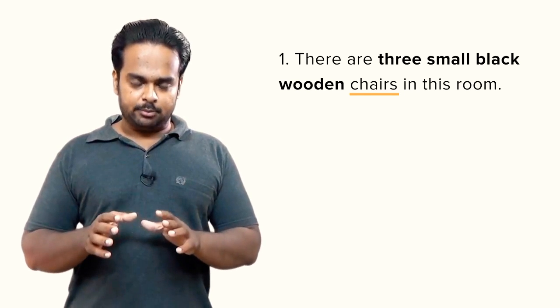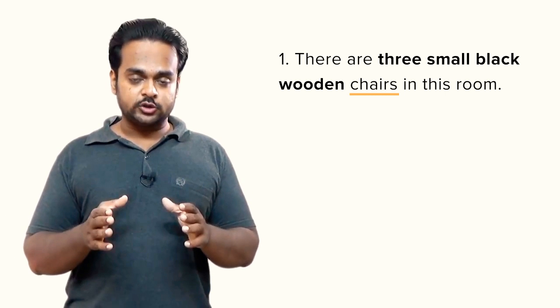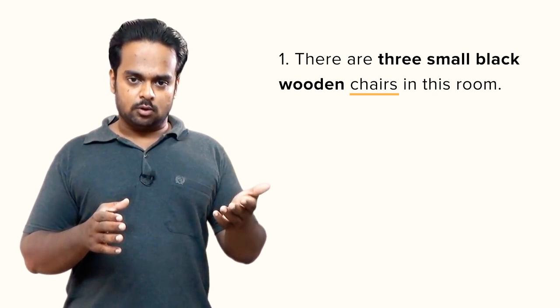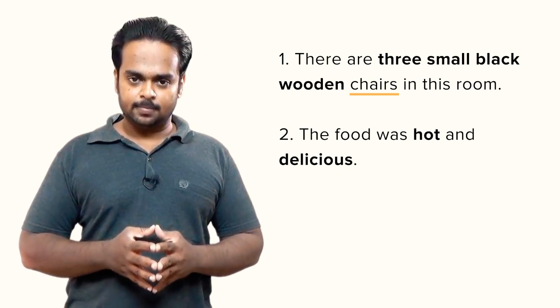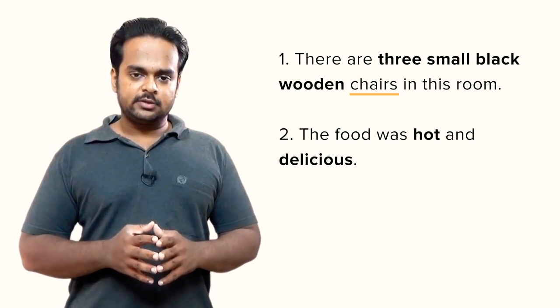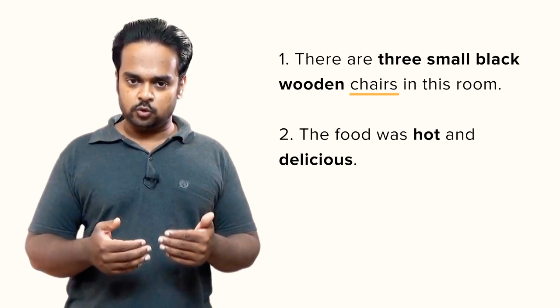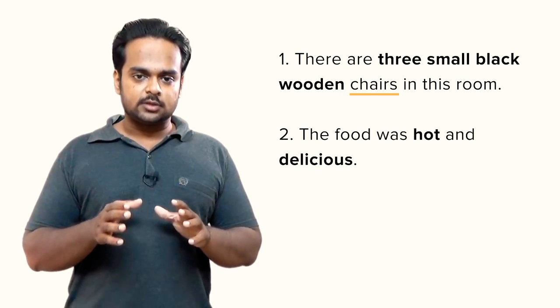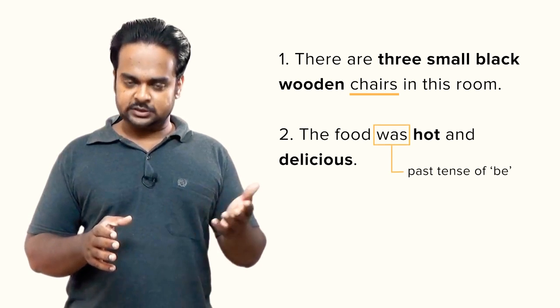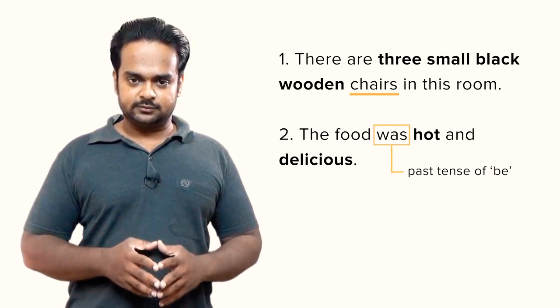Now, in this example, the adjectives occur before the noun, but they can also appear after the noun or pronoun, like in this example. The food was hot and delicious. Here, the adjectives hot and delicious appear after the noun food, and notice that we use the linking verb be, past tense was, to connect the noun and the adjectives.